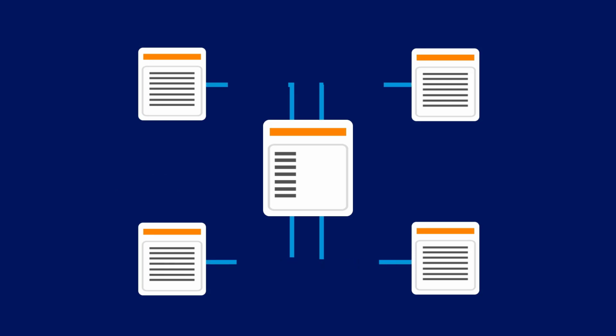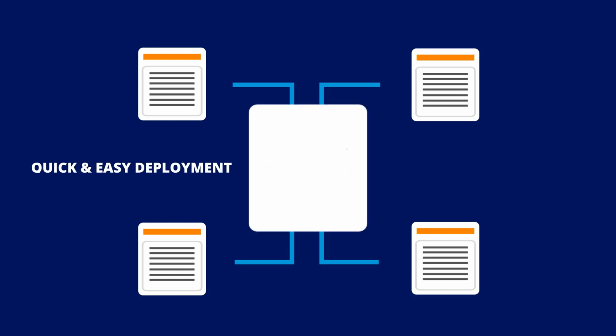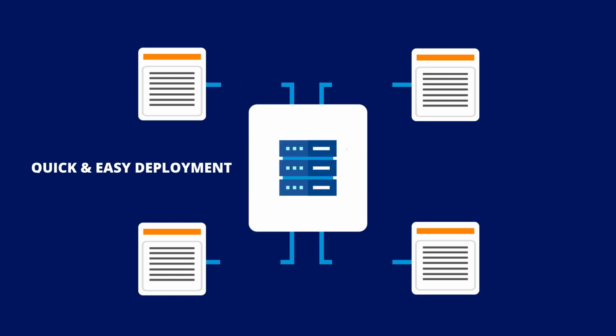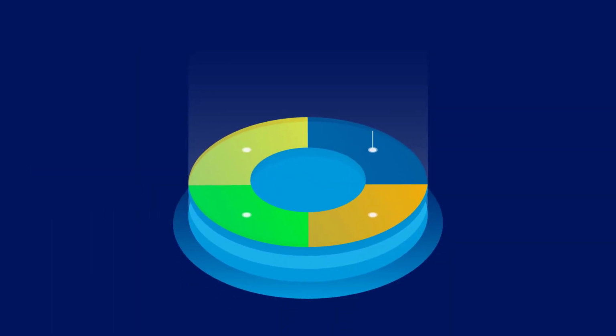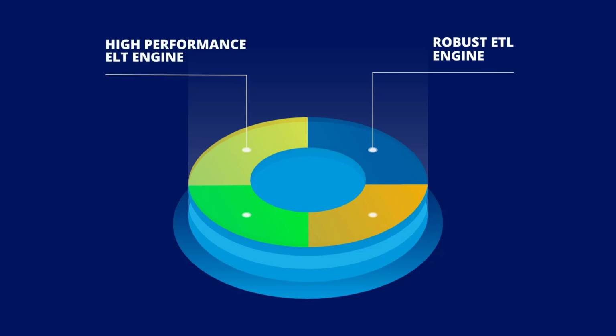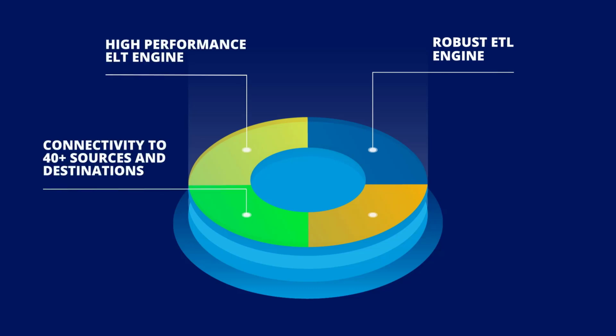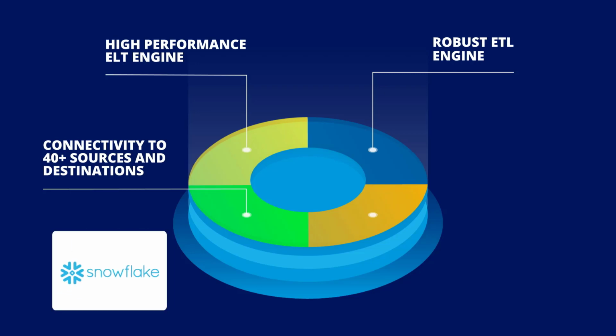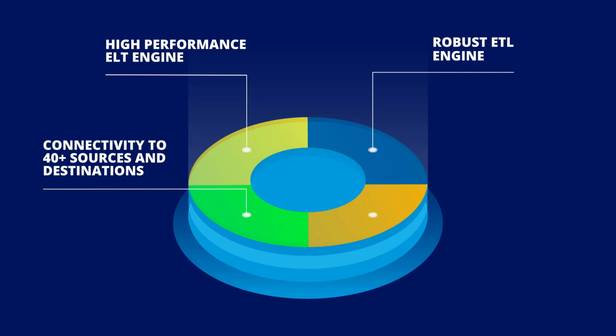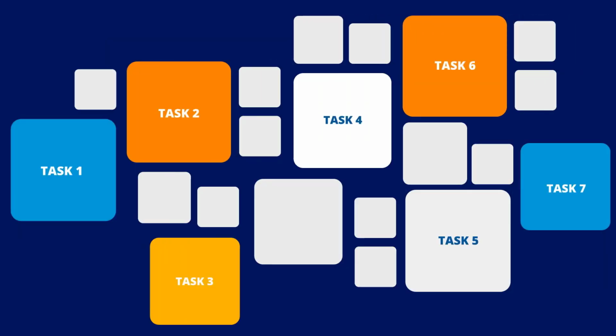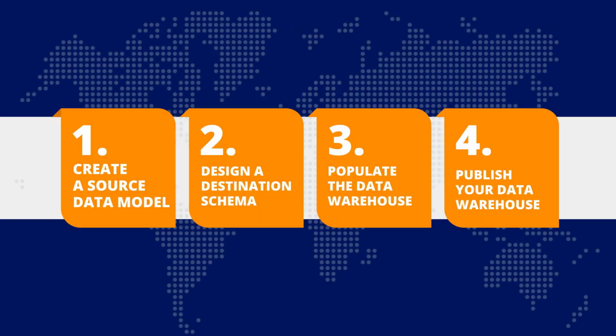Powering the product is a platform-agnostic architecture that allows you to quickly deploy your enterprise data warehouse in cloud or on-prem. The product features powerful ETL and ELT engines with native connectivity to more than 40 sources and destinations, including leading cloud platforms such as Azure Synapse, Snowflake, and Amazon Redshift. Together with the feature-rich data model designer, these capabilities allow users to automate and accelerate many of the repetitive tasks involved in the data warehousing lifecycle with just a few simple steps.